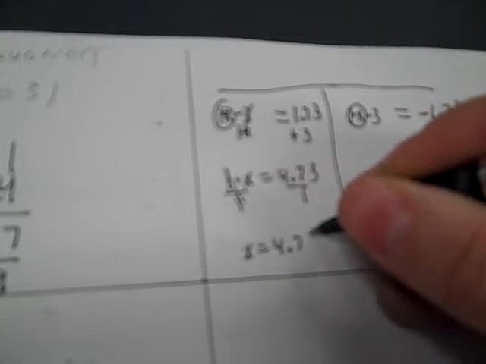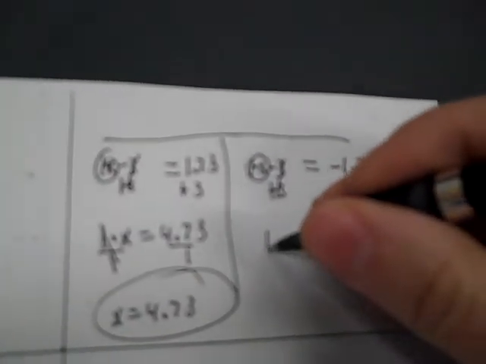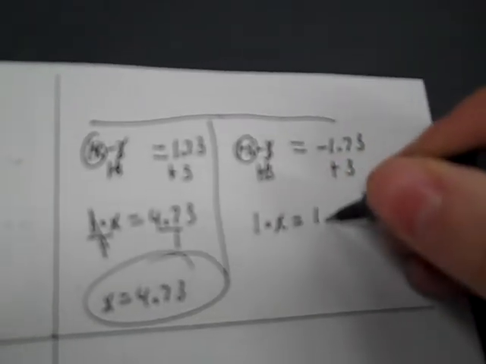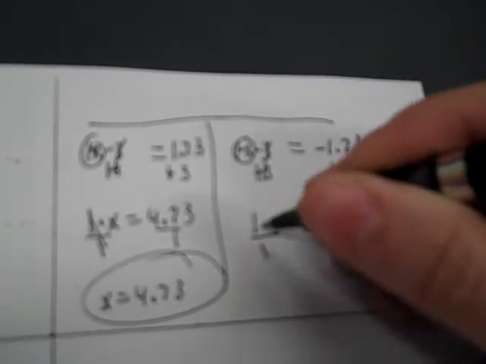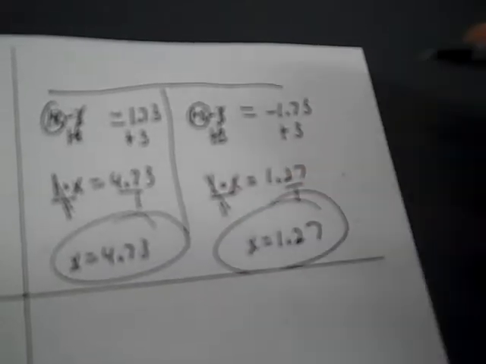So that's one answer. Now the other answer, I plus 3. This time I take negative 1.73 plus 3. That's 1.27. So 1 times x equals 1.27. Then I divide by my 1, and 1.27 divided by 1 is 1.27. Those are your two answers. You're supposed to get 2 when you have a second power there.